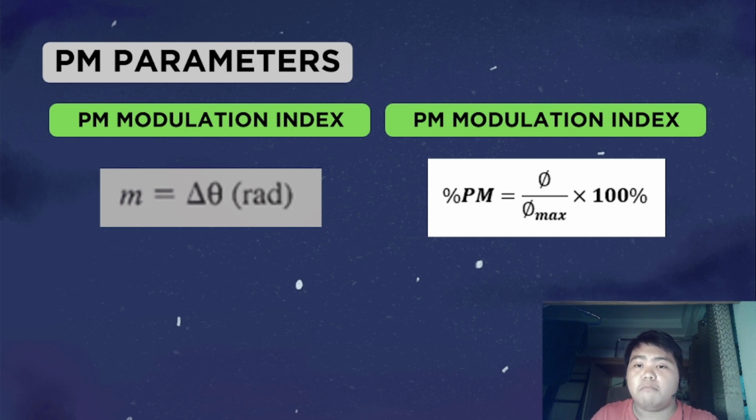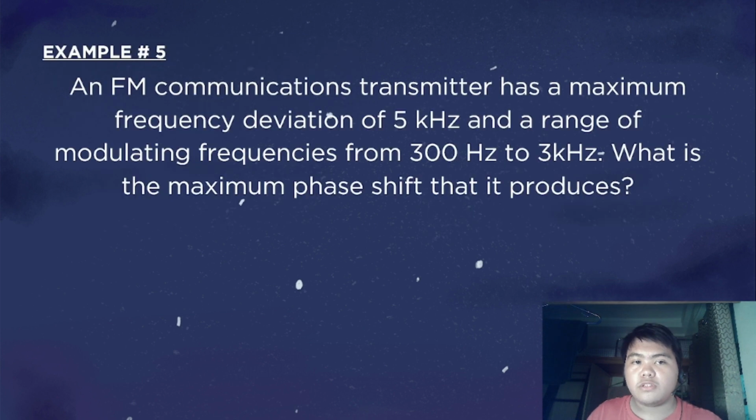For the PM percent modulation, it is also similar to the AM and FM percent modulation, but the parameters are phase deviation and maximum phase deviation. So for example number 5, an FM communications transmitter has a maximum frequency deviation of 5 kHz and a range of modulating frequencies from 300 Hz to 3 kHz. What is the maximum phase shift that it produces?